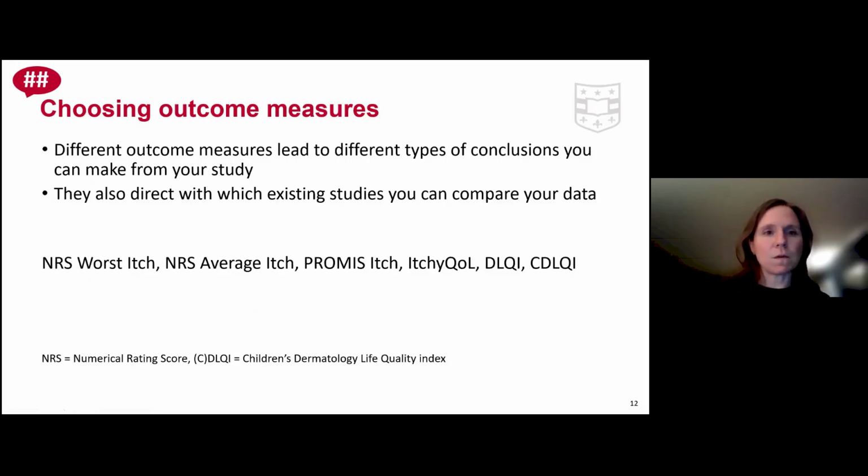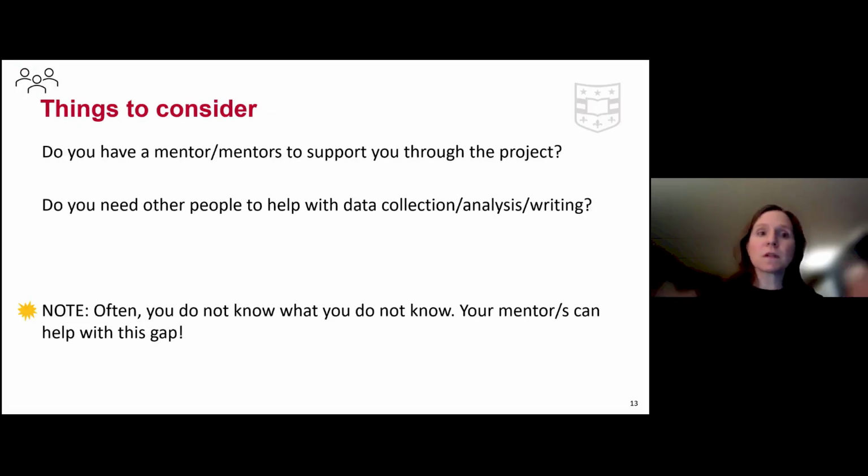I think we've kind of reviewed this as we're choosing outcome measures. Some other things to consider. Number one, do you have a mentor or mentors to support you through the project? So you've come up with a question, and people come to this differently. Some people are working with their mentor and coming up with a question. Other people are thinking and developing a question independently and then interested in moving forward with a project.